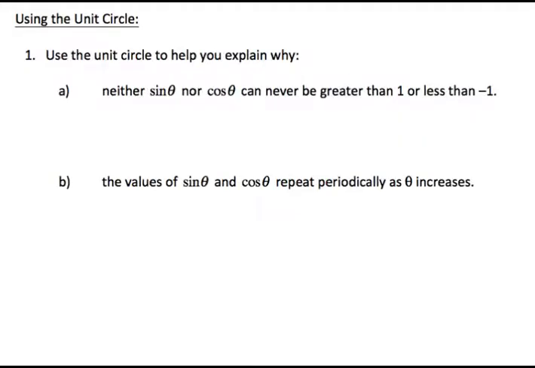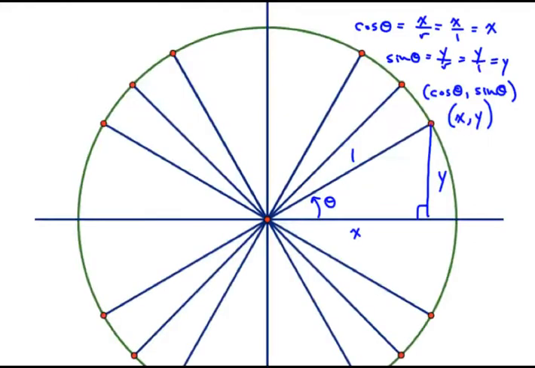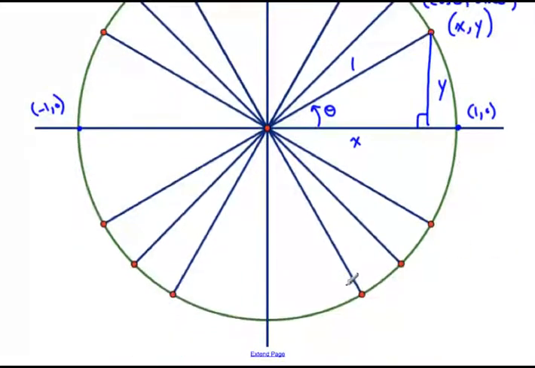Okay, let's look at some of the things that we can think of with the unit circle. The unit circle can help us understand why neither sine theta nor cosine theta can ever be greater than 1 or less than negative 1. If we go back to our picture of the unit circle, this point here is the point 1, 0, and this point is negative 1, 0, and the point here at the top is 0, 1, and at the bottom is 0, negative 1.